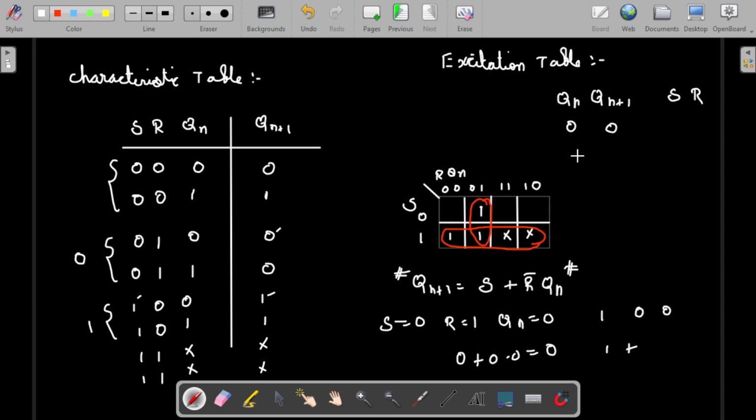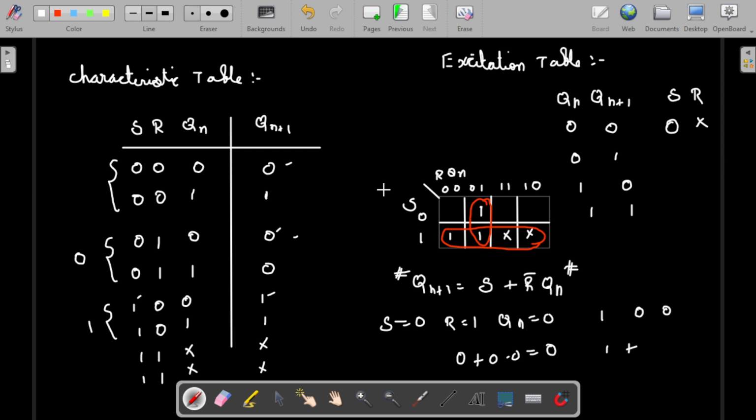So 0 0, 0 1, 1 0, 1 1. When the output is changing from 0 to 0, what will be the possibility for these values? Here you see the output is changing 0 to 0 in two conditions. In these two conditions, S is the same, S is always 0. Here R is 0 and R is 1, so R can be anything. We will mention that as 0x.